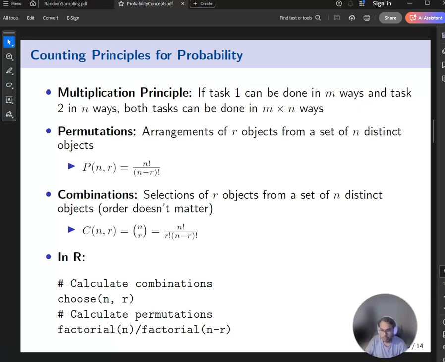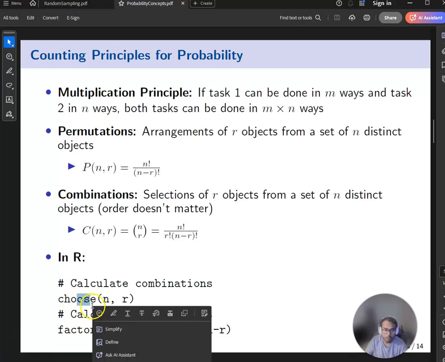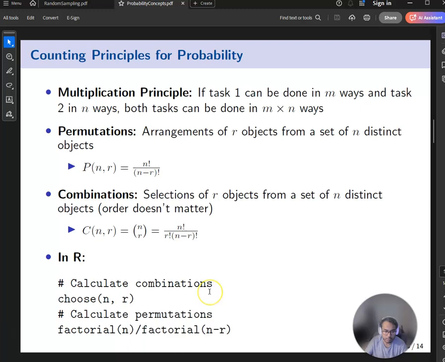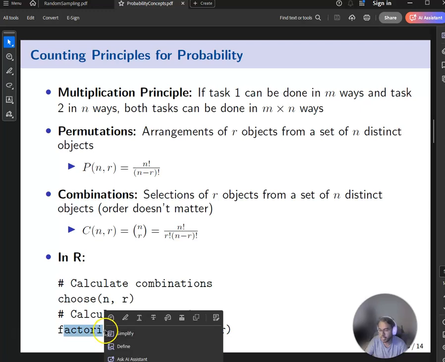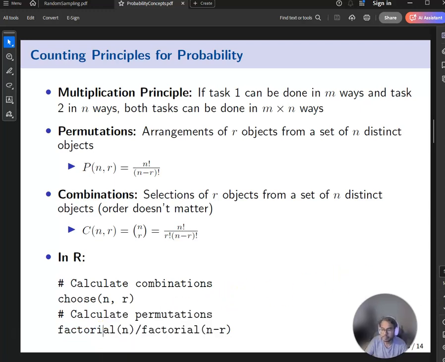So in R, fortunately, we don't have to make these calculations by hand. We have this choose function for combinations where we plug in the value of n and the value of R, and it will spit out all the possible ways. Or if we want to take a longer route, we can use a factorial function and get the same result.